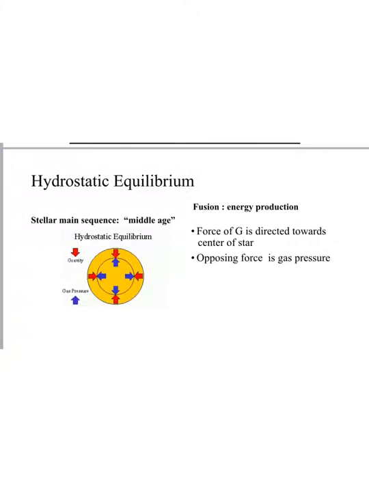So we can say with confidence that our sun is stable. It is not getting any bigger. It is not getting any hotter. It is stable for the majority of its life. We can think about this as being like the middle age of a star.